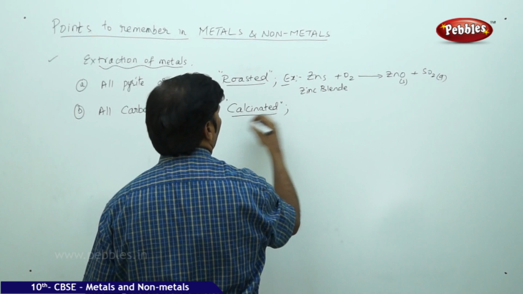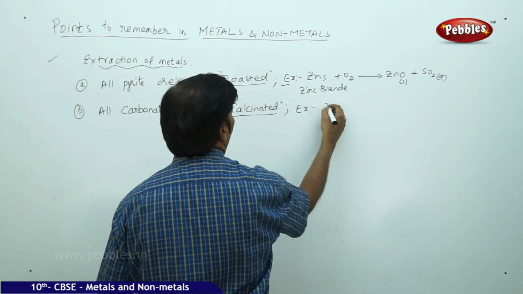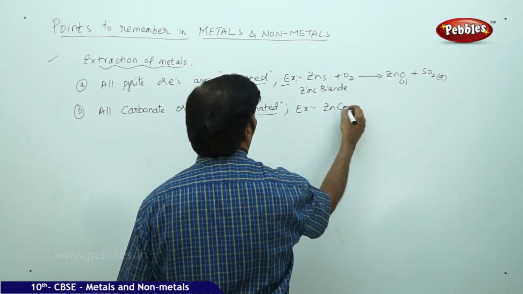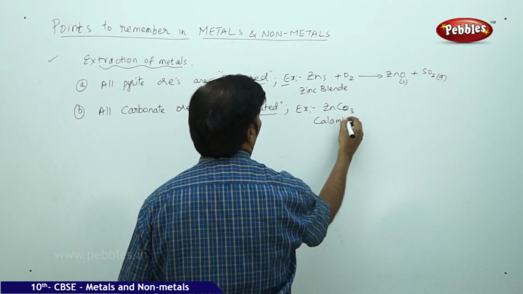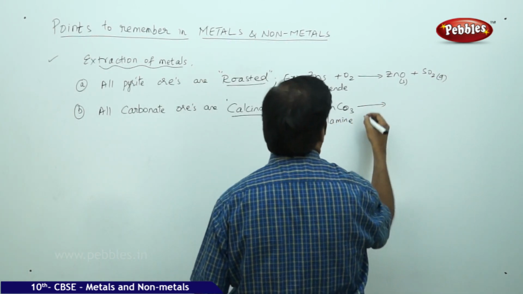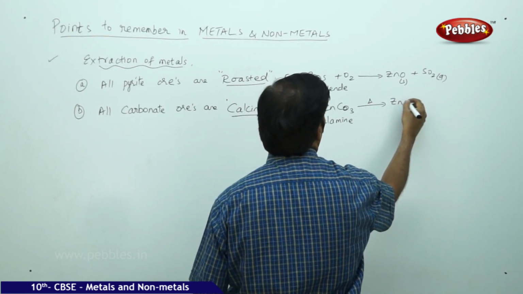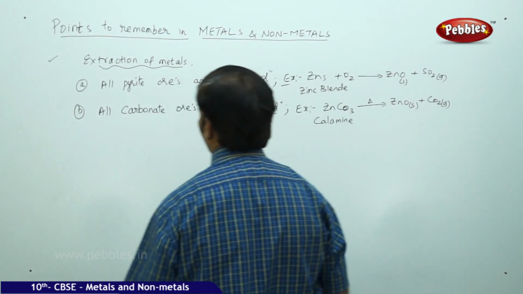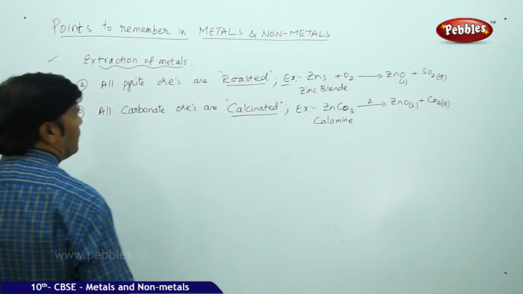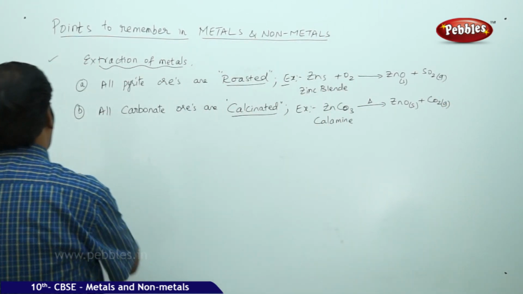Example, we can take ZnCO3. This is calamine. Upon heating, it gives zinc oxide solid plus carbon dioxide gas.